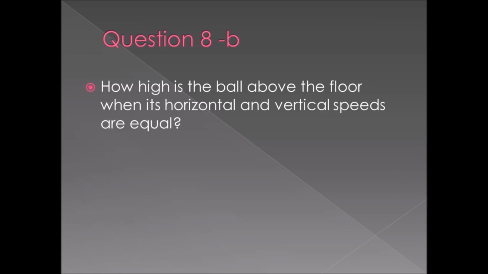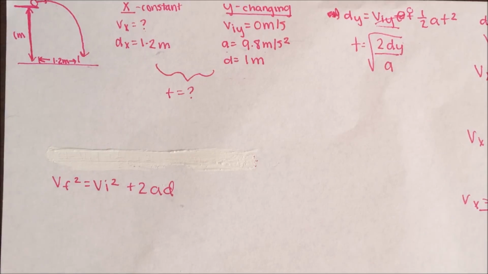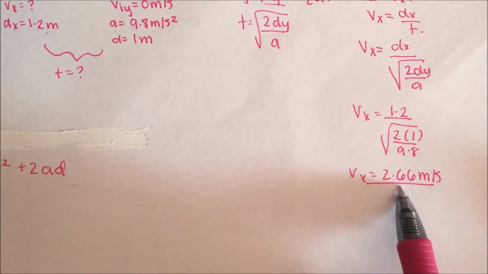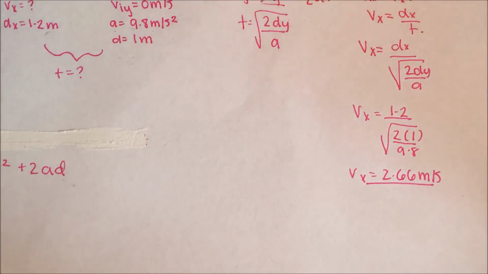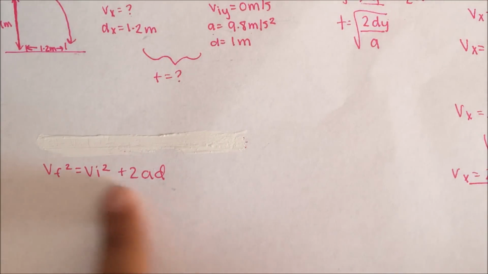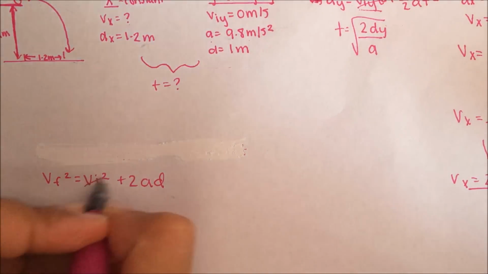Part B. How high is the ball above the floor when the horizontal and vertical speeds are equal? So the horizontal and vertical speeds are going to be equal when the vertical speed equals 2.66 meters per second, because that's what your horizontal speed is constantly going to be. To connect these, we're going to use this equation right here. And we know the initial velocity is 0, right?